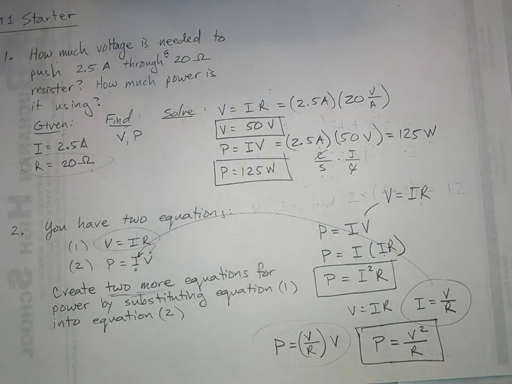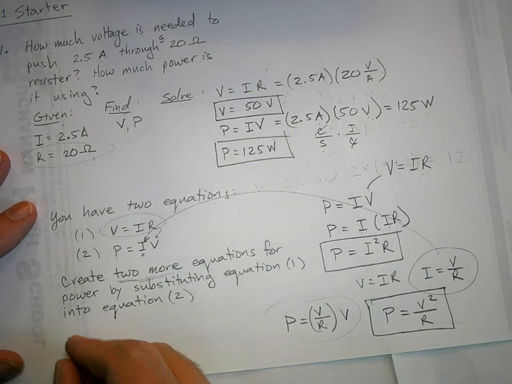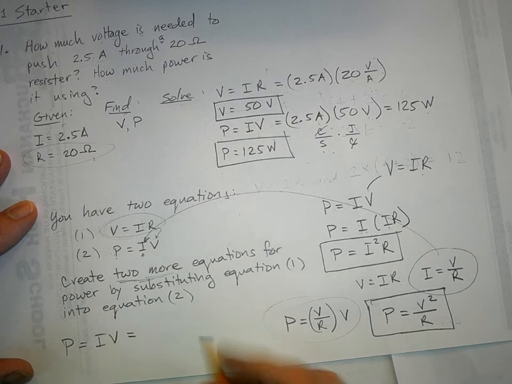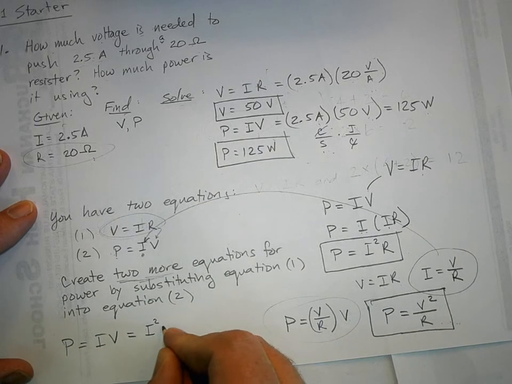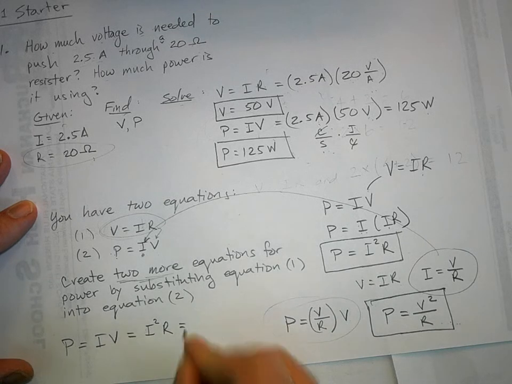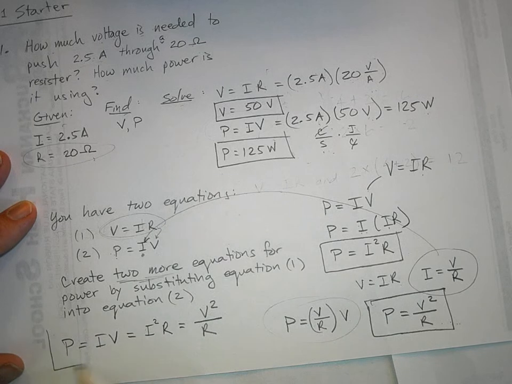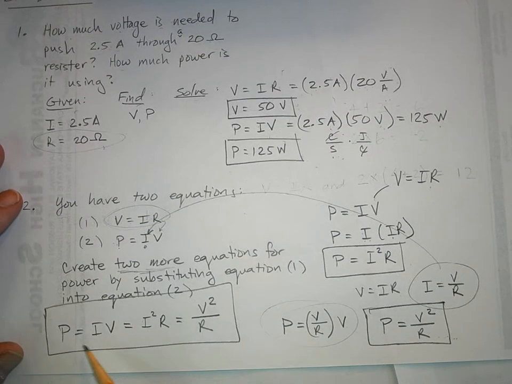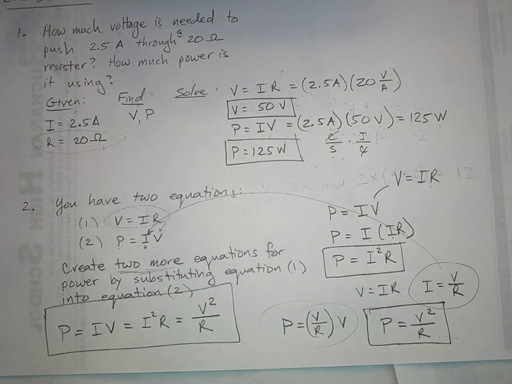So we have three formulas now for power. Power equals current times voltage, but power is also equal to current squared times the resistance. It's also equal to voltage squared divided by the resistance. So this gives us a set of equations that we can now use to solve for power depending on what we're given. Okay? Any questions on the starter today? That is all.